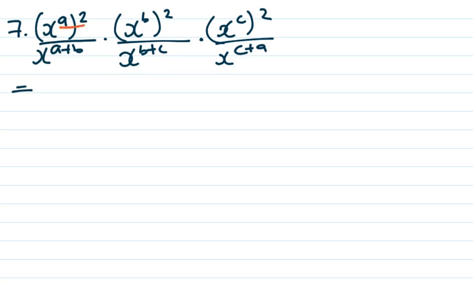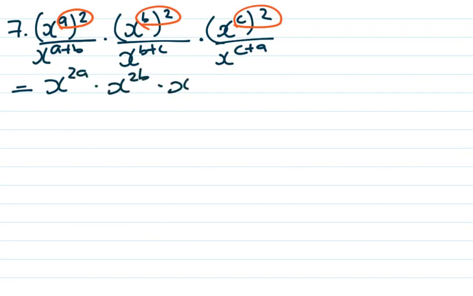So I need to simplify these power of powers first. So I'll have x to the power of 2a times x to the power of 2b times x to the power of 2c divided by, now in the denominator, I can add the exponents because I'm multiplying the same base. So I have x to the power of a plus b plus b plus c plus c plus a.